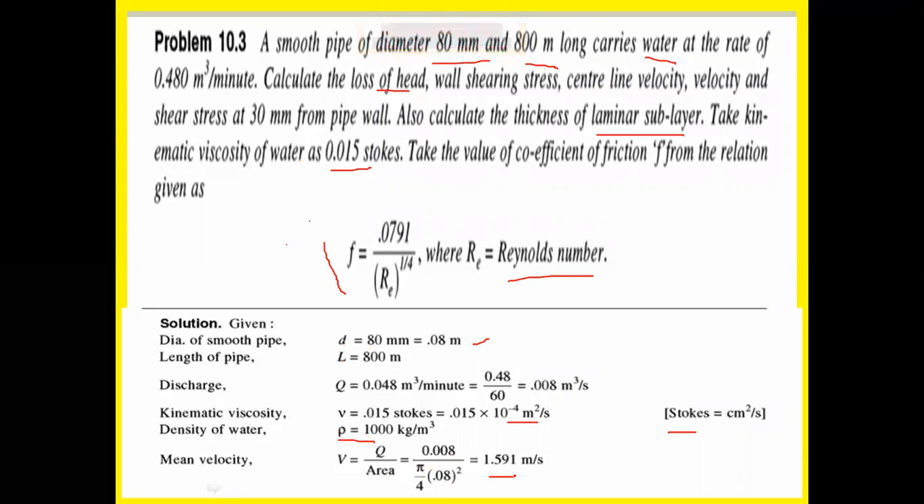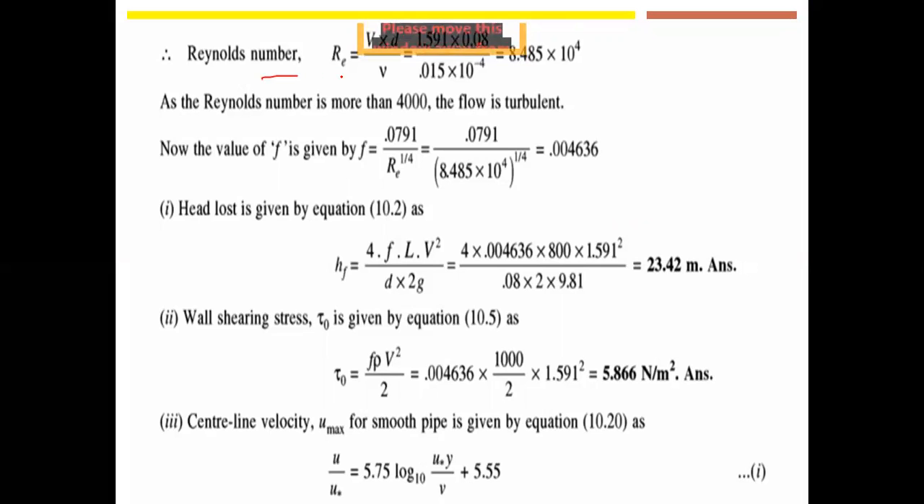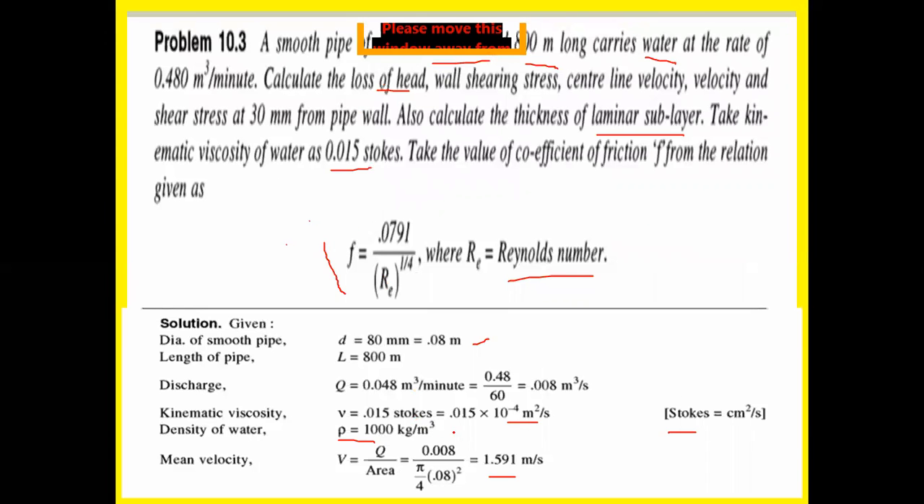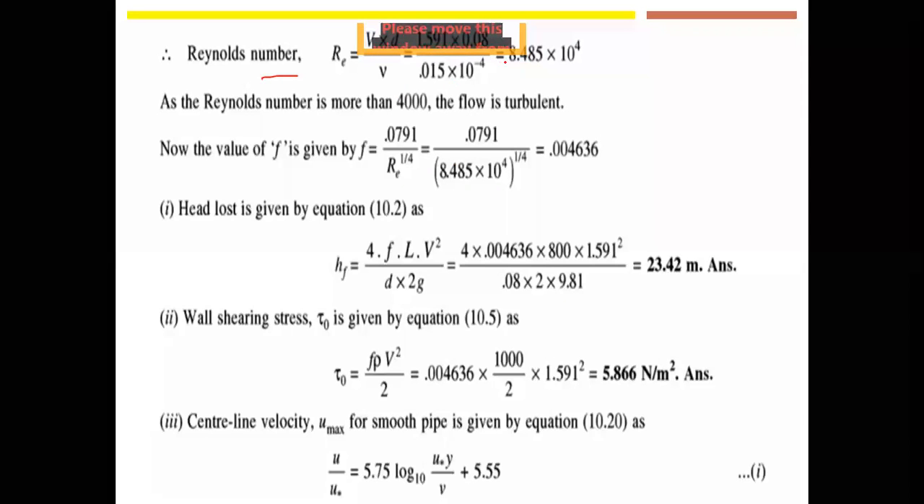Then the shear stress is given. Okay. Then what is the Reynolds number? The Reynolds number Re is equal to V into D divided by nu. So keep the velocity that you got here, write it into this, divided by 0.015 into 10 to the power of -4. That is equal to 8.485 into 10 to the power of 4.